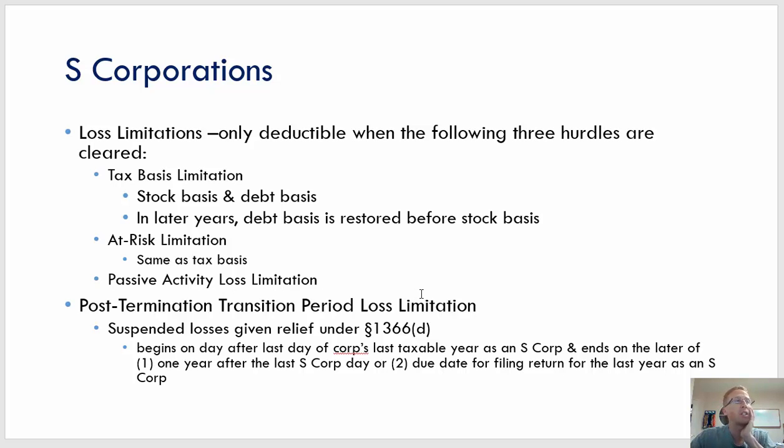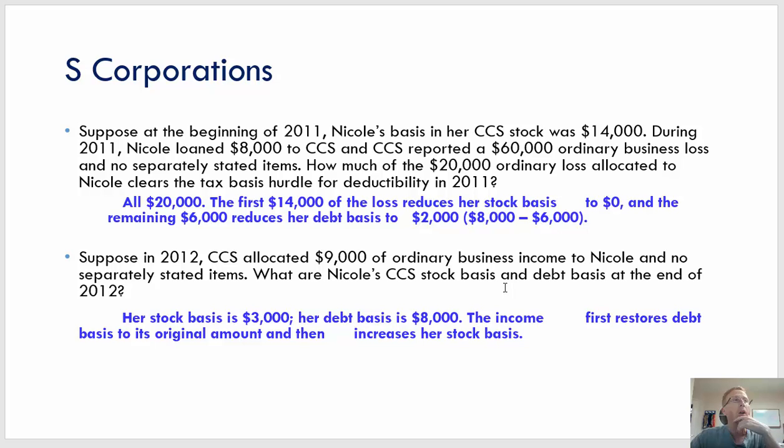Post-termination transition period just says that after your year ends and you become a C corp, you get rid of your S election, you have up to a year to generate basis if you were otherwise suspended to take those losses. So you could make a cash contribution to the corporation, even though it's now a C corp, and still free those up. It just gives you the ability to come in and out to make it work.